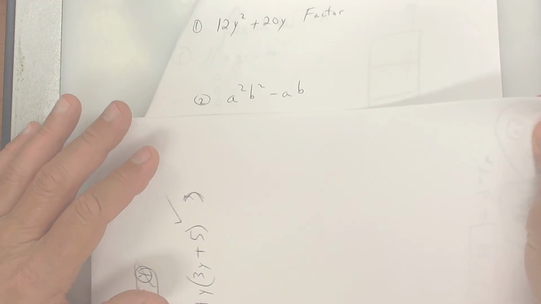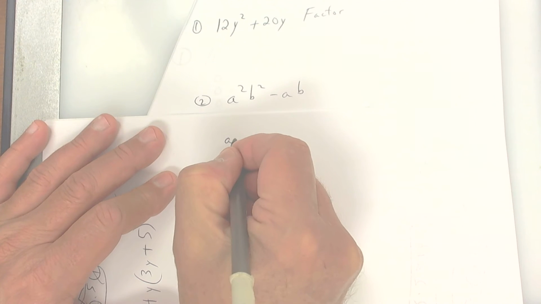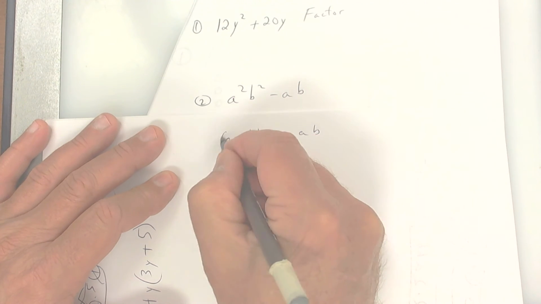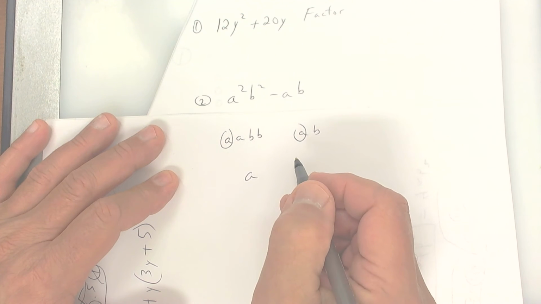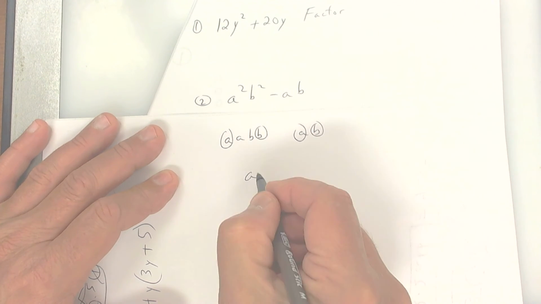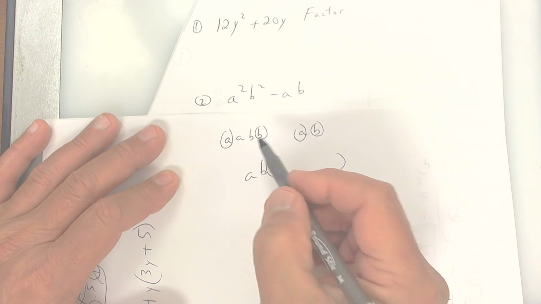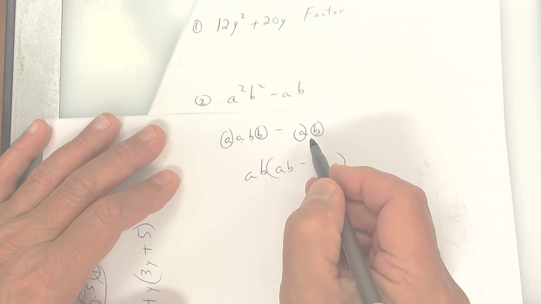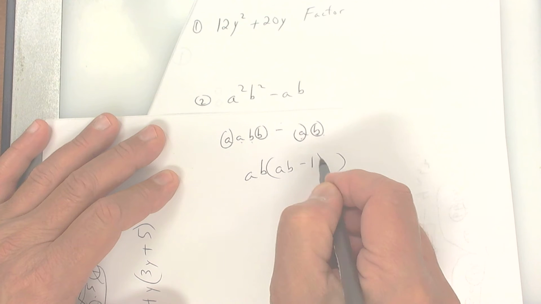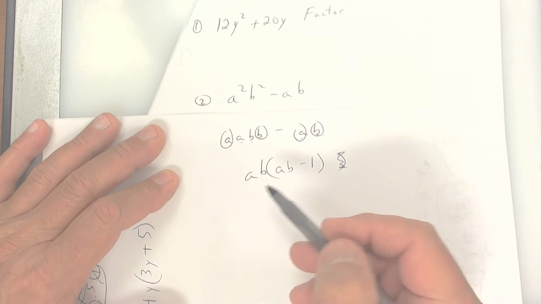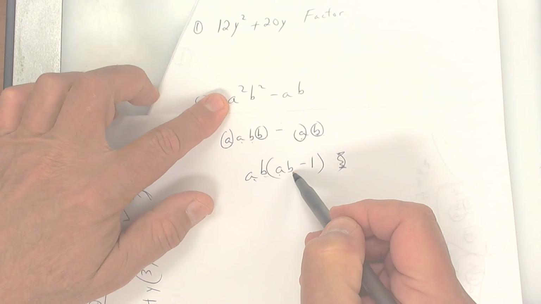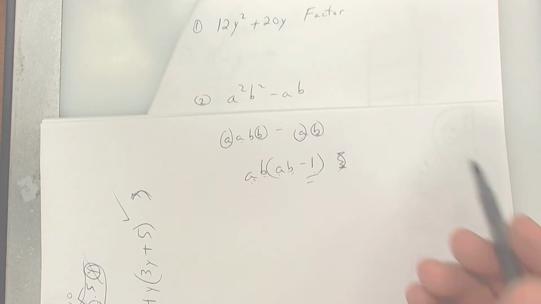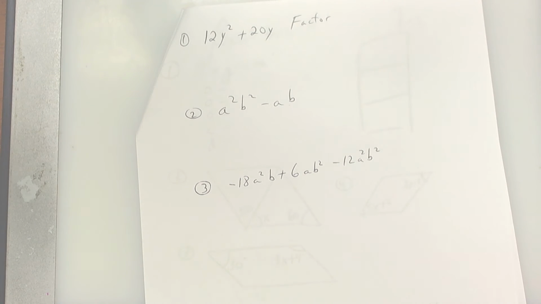Okay, try this one. This one is A, B, B, A, B. So they have an A in common, take it out. This one has a B in common, take it out. So you're left with AB on this one, minus, and then here, nothing's left, but you have to put a 1 as a place value. A times A squared, B times B, B squared, and then AB times 1 is AB. So if you take it all out, you have to have a 1.